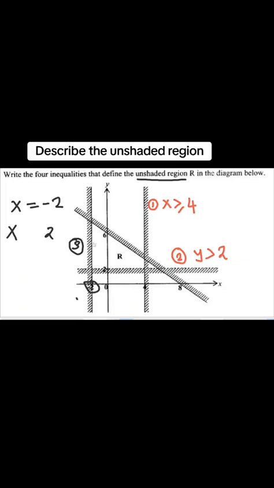So in order for us to describe the unshaded part, we have seen that it is greater. So we are going to use the symbol greater. Now look at the type of line that we have. This line is a solid line, just drawn like this. It's not dotted. If it's a solid line, we are going to put equal to. So this will be greater than or equal to -2. This will be our answer. Sorry, -2.